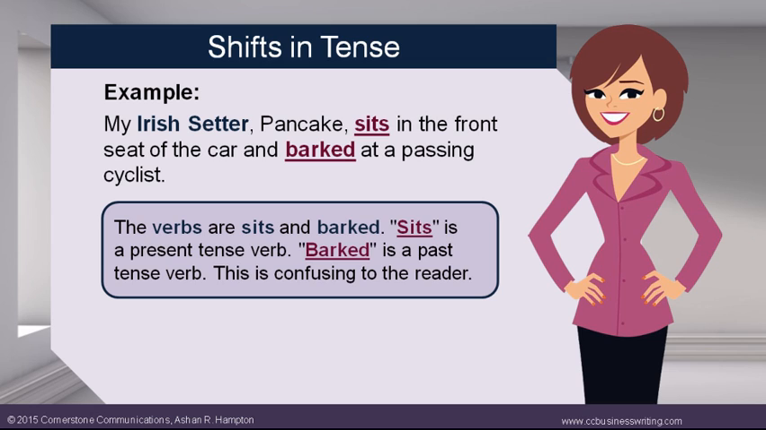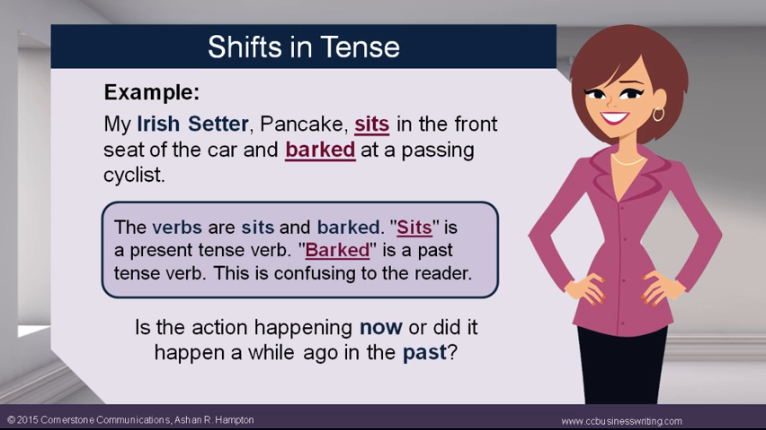This is confusing to the reader. Is the action happening now in the present, or did it happen a while ago in the past? So you need to choose whether you are telling this in the present tense or whether you want to tell it in the past tense. Either way, both of the verbs need to agree with whatever tense you choose.